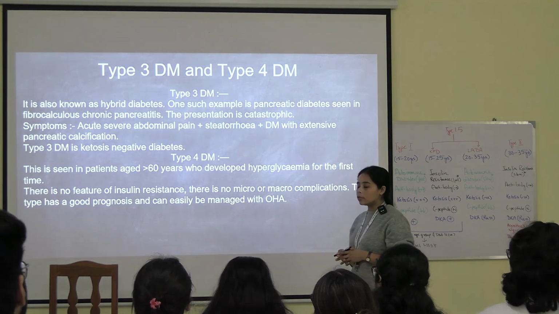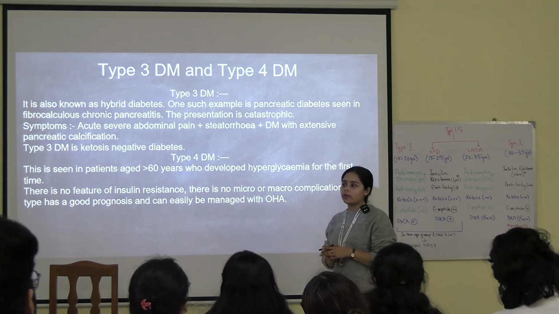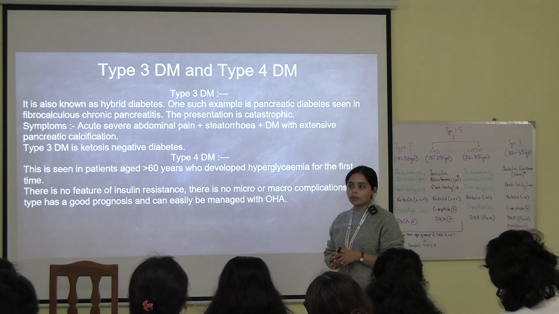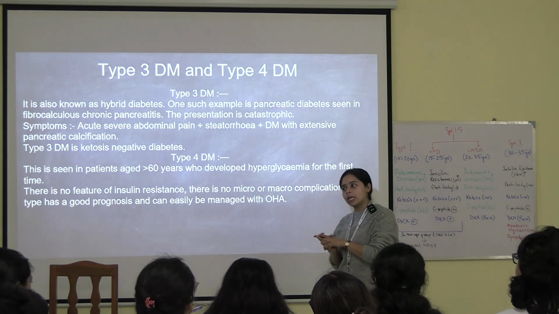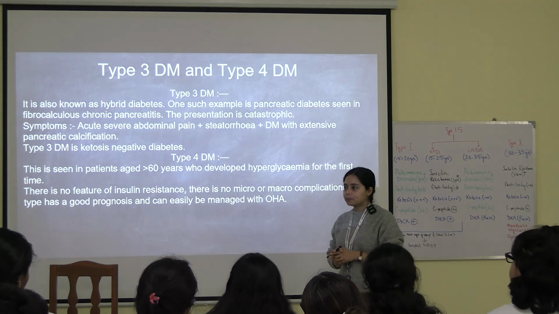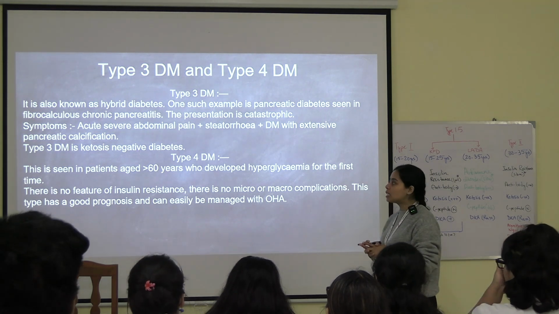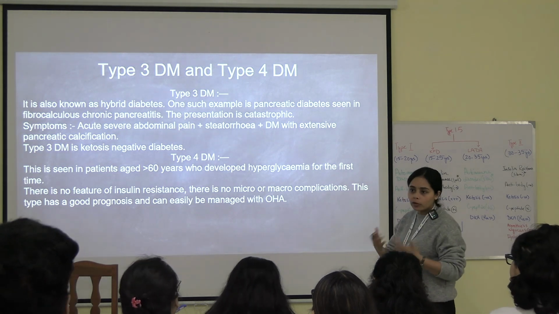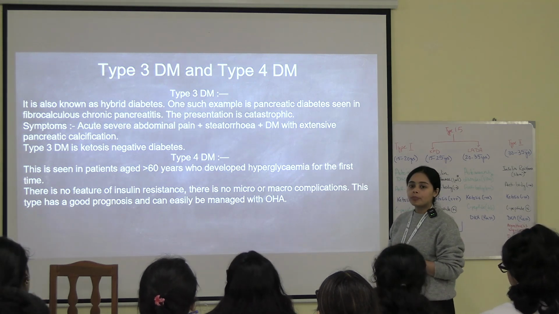Now if a person develops pancreatitis once, he is more prone to develop diabetes, if he does not stop his bad habits, like drinking. Somebody who develops pancreatitis and was supposed to develop DM at the age of maybe 60 will develop it at 40 only. So the presentation is catastrophic, meaning very severe, and the symptoms will be acute severe abdominal pain. Obviously because of pancreatitis, abdominal pain will be there. Then steatorrhea. Do you know what steatorrhea is?